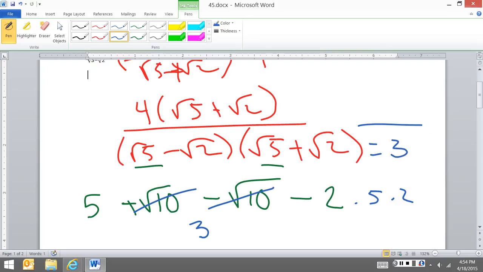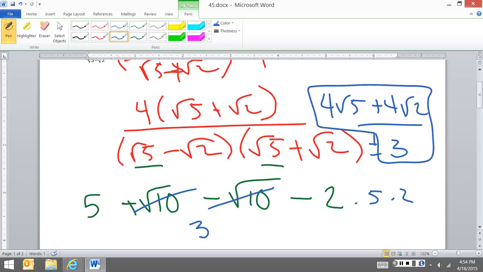Then we simply distribute the top. So I have 4 times the square root of 5, plus 4 times the square root of 2, over 3. And this is our final answer, all nicely rationalized. And all we've really done is taken the radicals in the denominator and we've put them in the numerator.